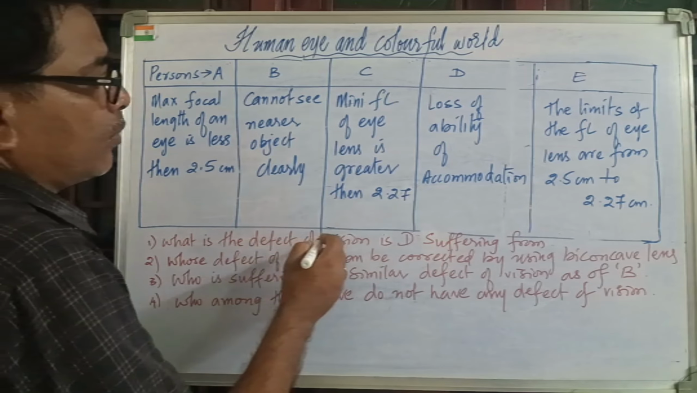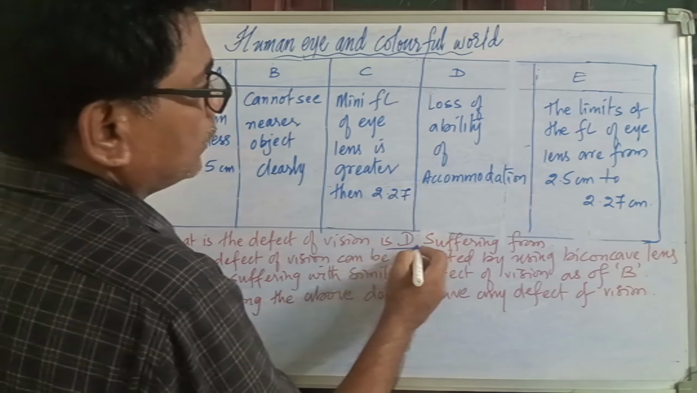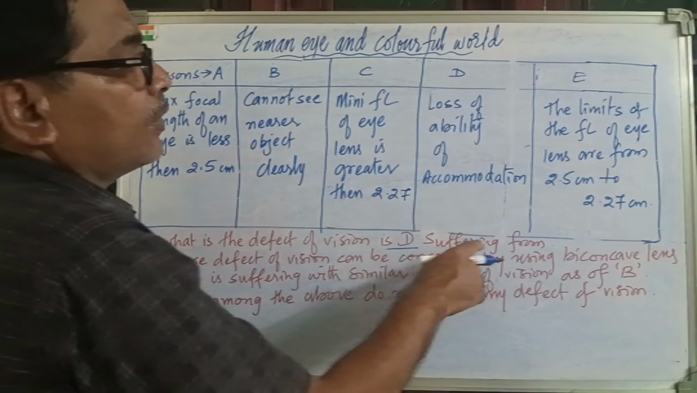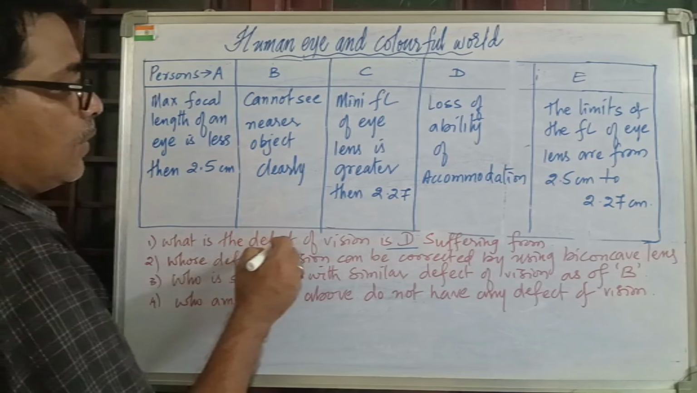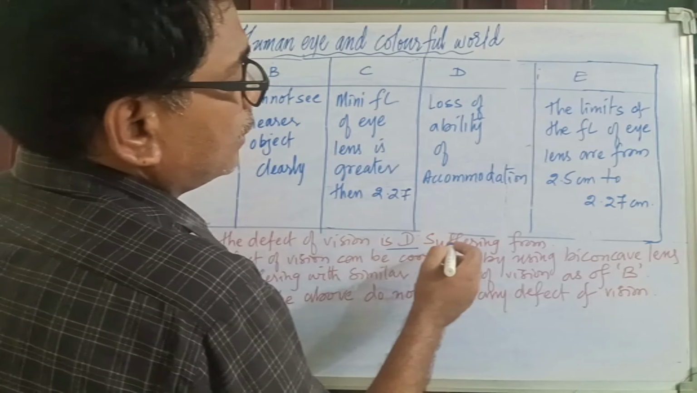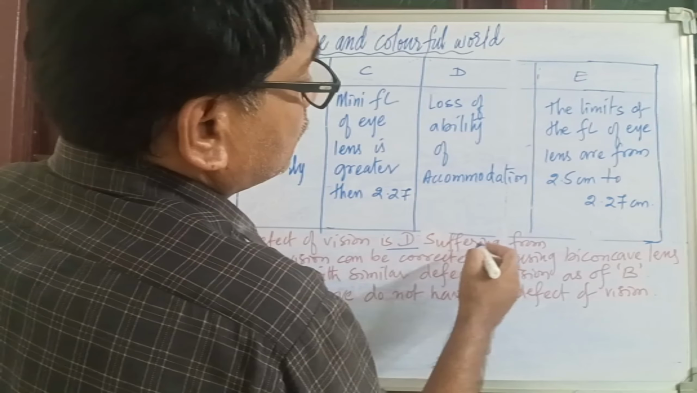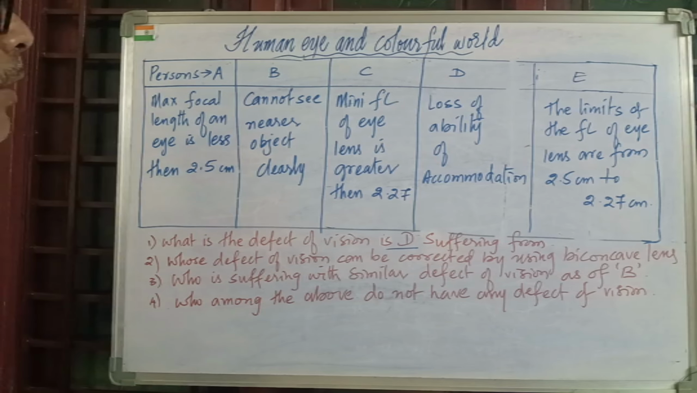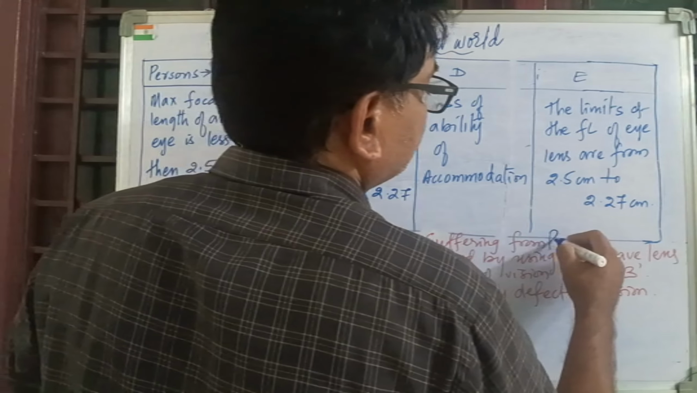What is the defect of vision in D? So D, what is D suffering from? Loss of ability of accommodation. Therefore, what is the problem he is suffering with? He is suffering from presbyopia.